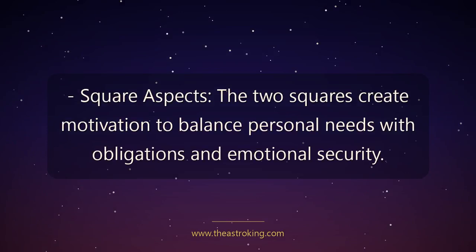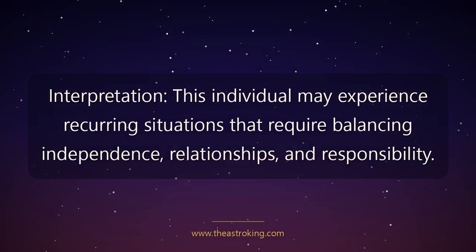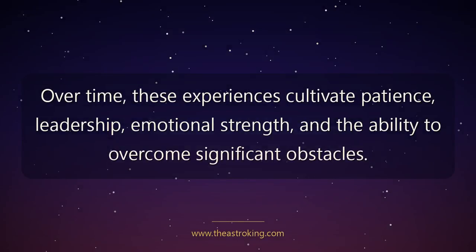Square aspects. The 2 squares create motivation to balance personal needs with obligations and emotional security. Overall chart pattern. The T-square continually encourages growth through challenges, helping the individual build resilience and maturity. Interpretation. This individual may experience recurring situations that require balancing independence, relationships, and responsibility. Over time, these experiences cultivate patience, leadership, emotional strength, and the ability to overcome significant obstacles.